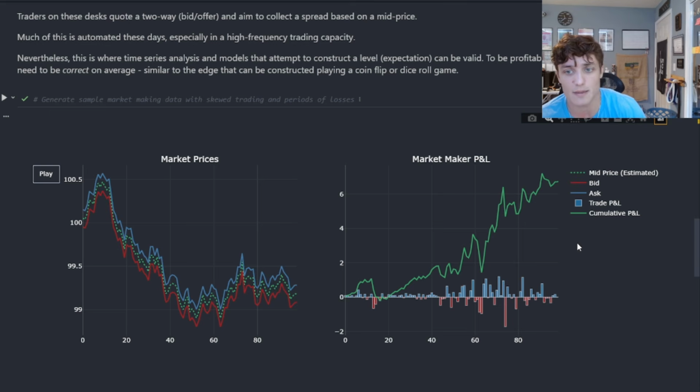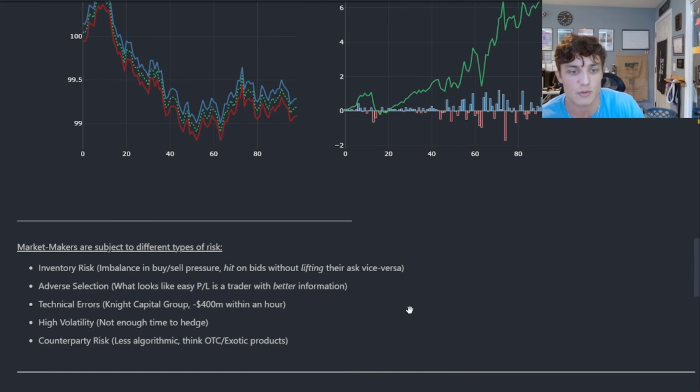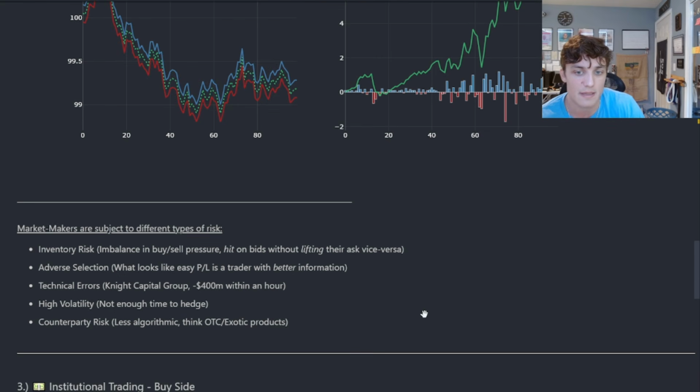So if you're operating in a market making capacity, you're trying to execute this business function for an institution. What kind of risk are you subject to? Well, you have to buy and sell, so you have inventory risk. If you're getting hit on bids without getting your ask lifted, then you're going to have some sort of buy or sell pressure in one direction, and you're subject to making or losing money in both cases.